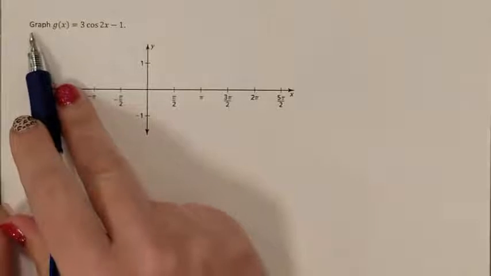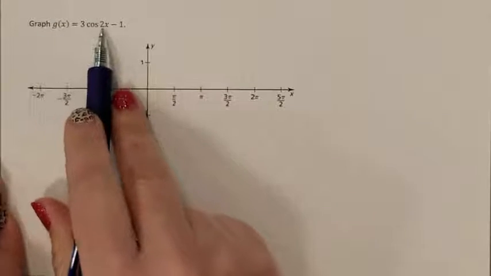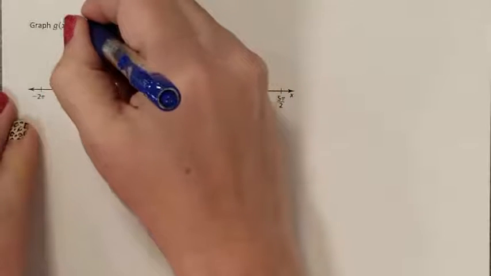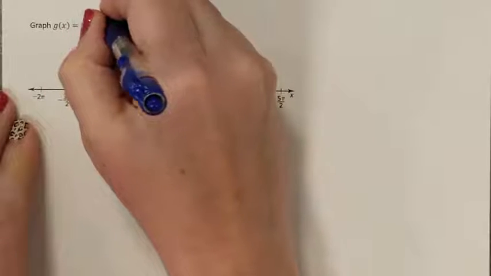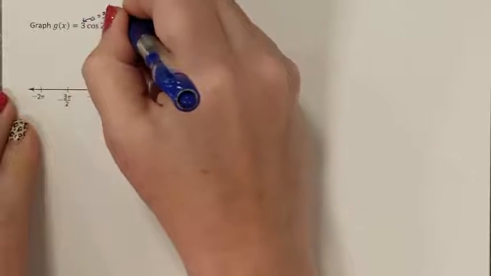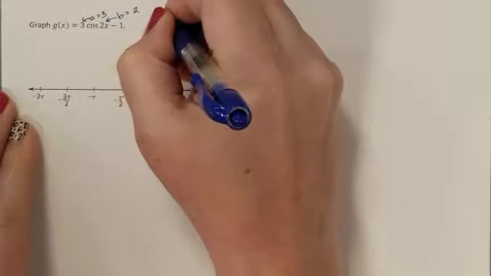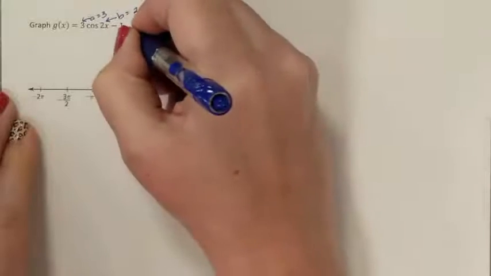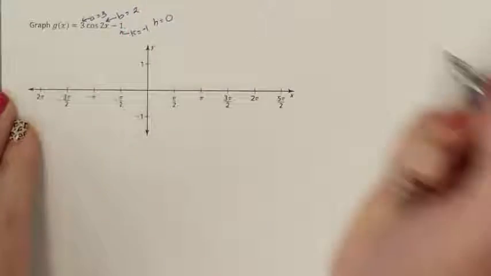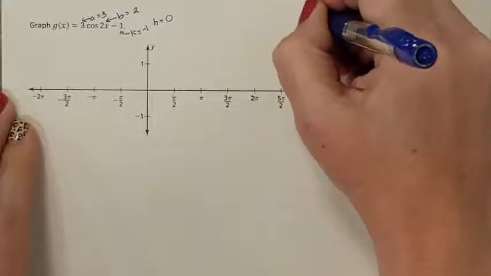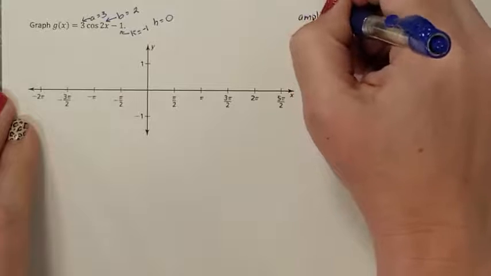So you are being asked to graph g of x equals 3 cosine 2x minus 1. First thing that we need to do is identify our a. My a is 3. My b is 2. There is no parenthesis in it to tell me my h, so my h is 0, and my k is this minus 1.